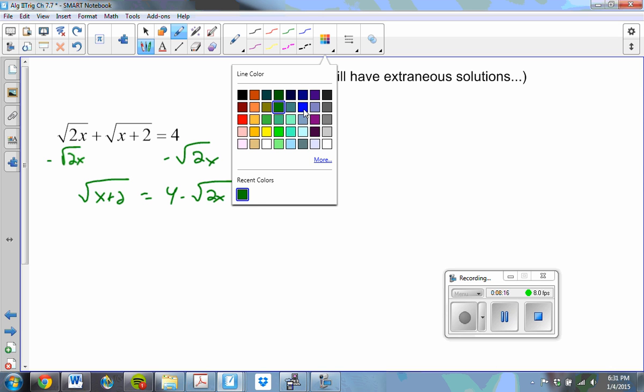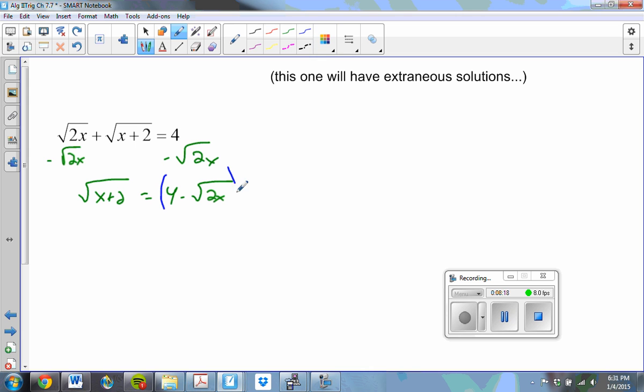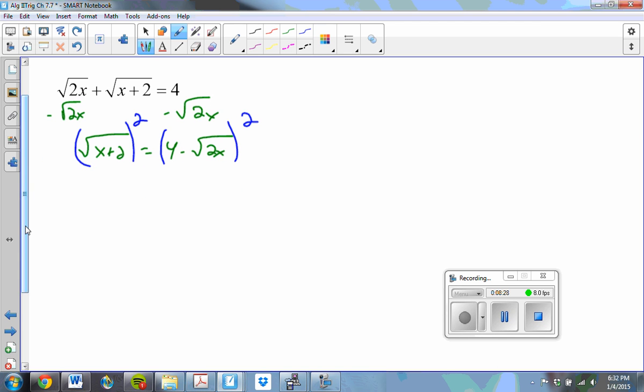And again, square both sides. I have to square the whole sides entirely. I can't square just parts of the expressions or just the things I want to square. I have to square the whole sides entirely. On the left side, I just get x plus 2. On the right side, I have to FOIL 4 minus root 2x times 4 minus root 2x.